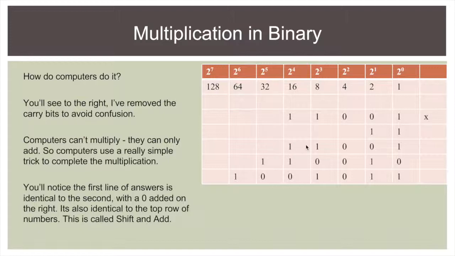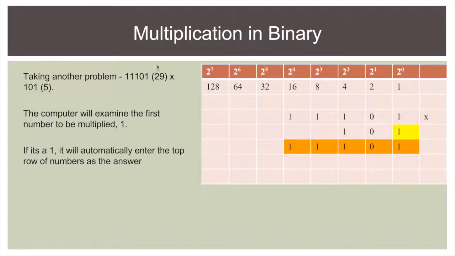If we have a look at this first line, it's exactly the same as the line at the top. We look at the next line, it's exactly the same as the line at the top as well. It's just got a 0 there. So all they do is, they copy the first row and they shift it. Okay, called shift and add, depending on whether this number is a 1 or a 0.